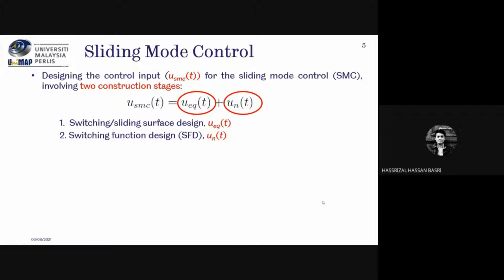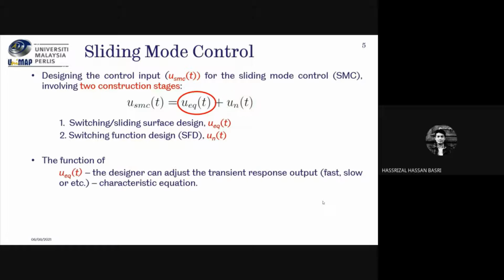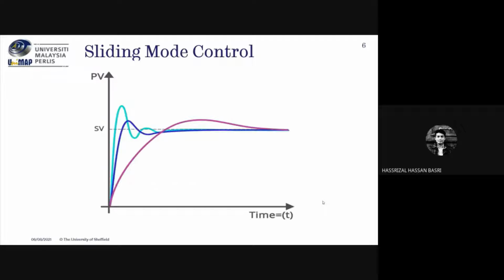Okay, so the function of U equivalent. The designer or the researcher can adjust the transient response output. You can adjust the output to be fast, slow, or anything, depending on your design characteristic in U equivalent itself. Okay, so I give you an example.